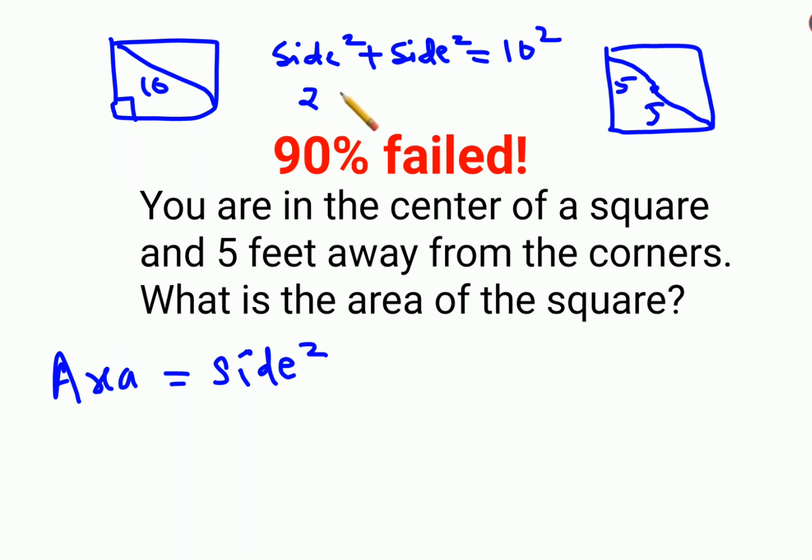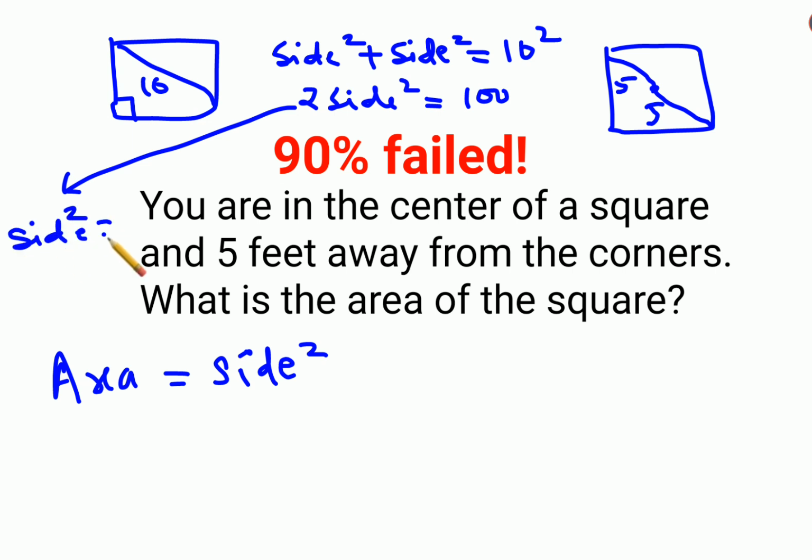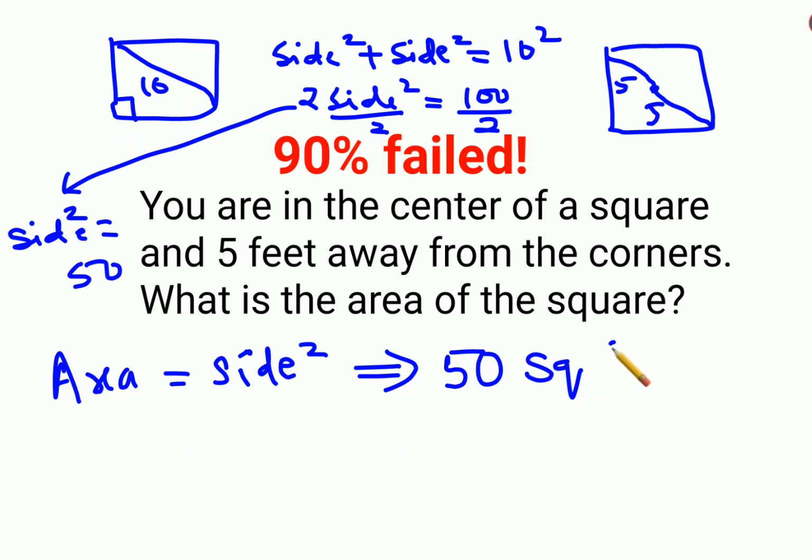So we have 2 side square equals 100. So from here I can say that side square equals, dividing both sides by 2, it is equal to what? 50. So here I can say the area of this particular square will be what? 50 square feet.